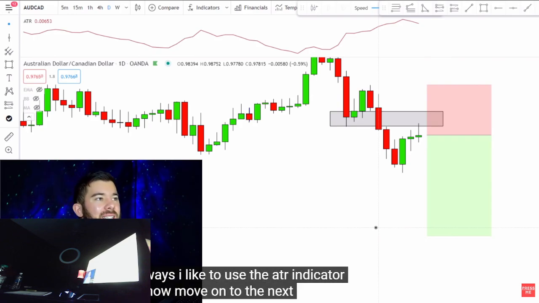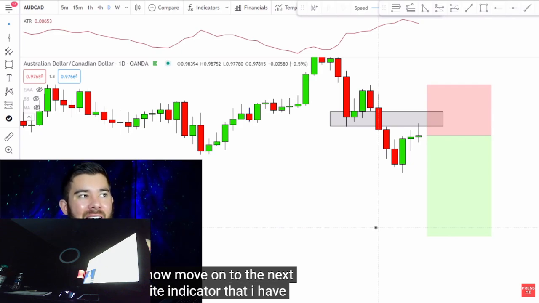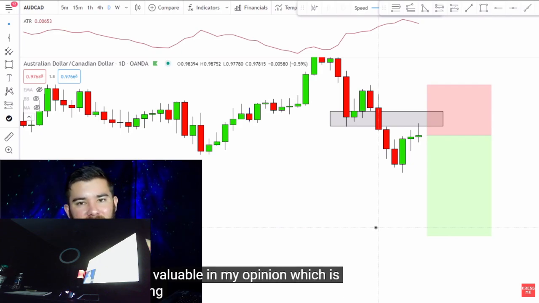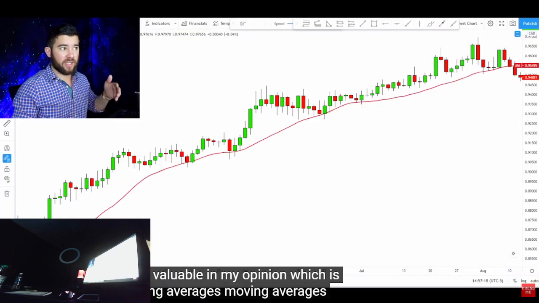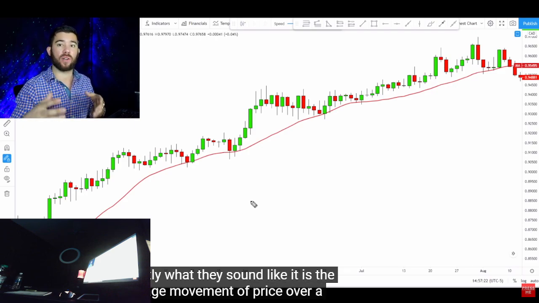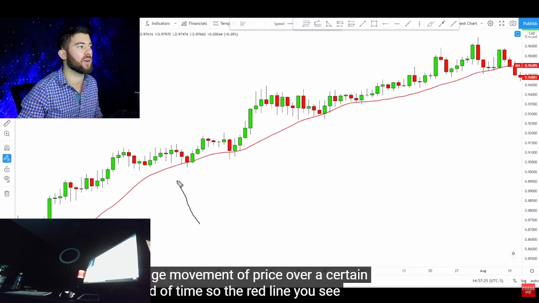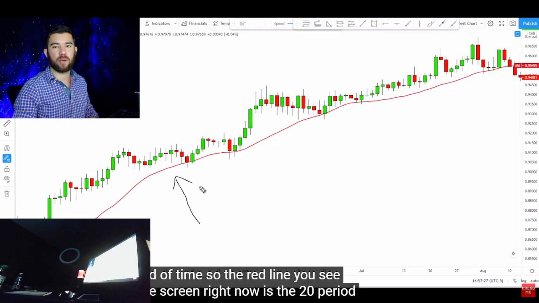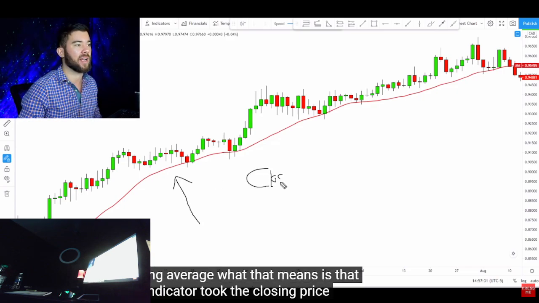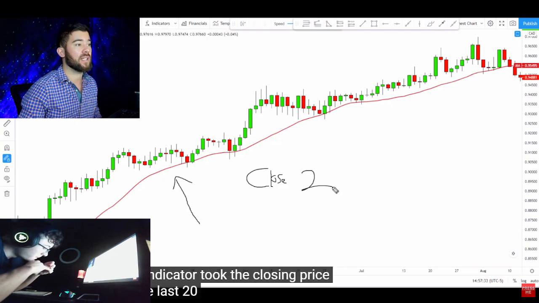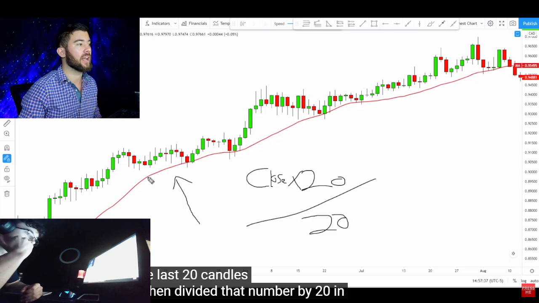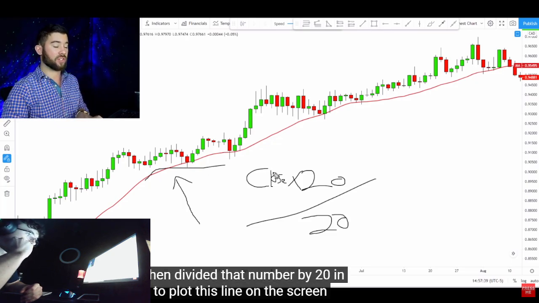Let's now move on to the next favorite indicator that I have, the second most valuable in my opinion, which is moving averages. Moving averages are exactly what they sound like. It is the average movement of price over a certain period of time. So the red line you see on the screen right now is the 20 period moving average. What that means is that this indicator took the closing price of the last 20 candles and then divided that number by 20 in order to plot this line on the screen.